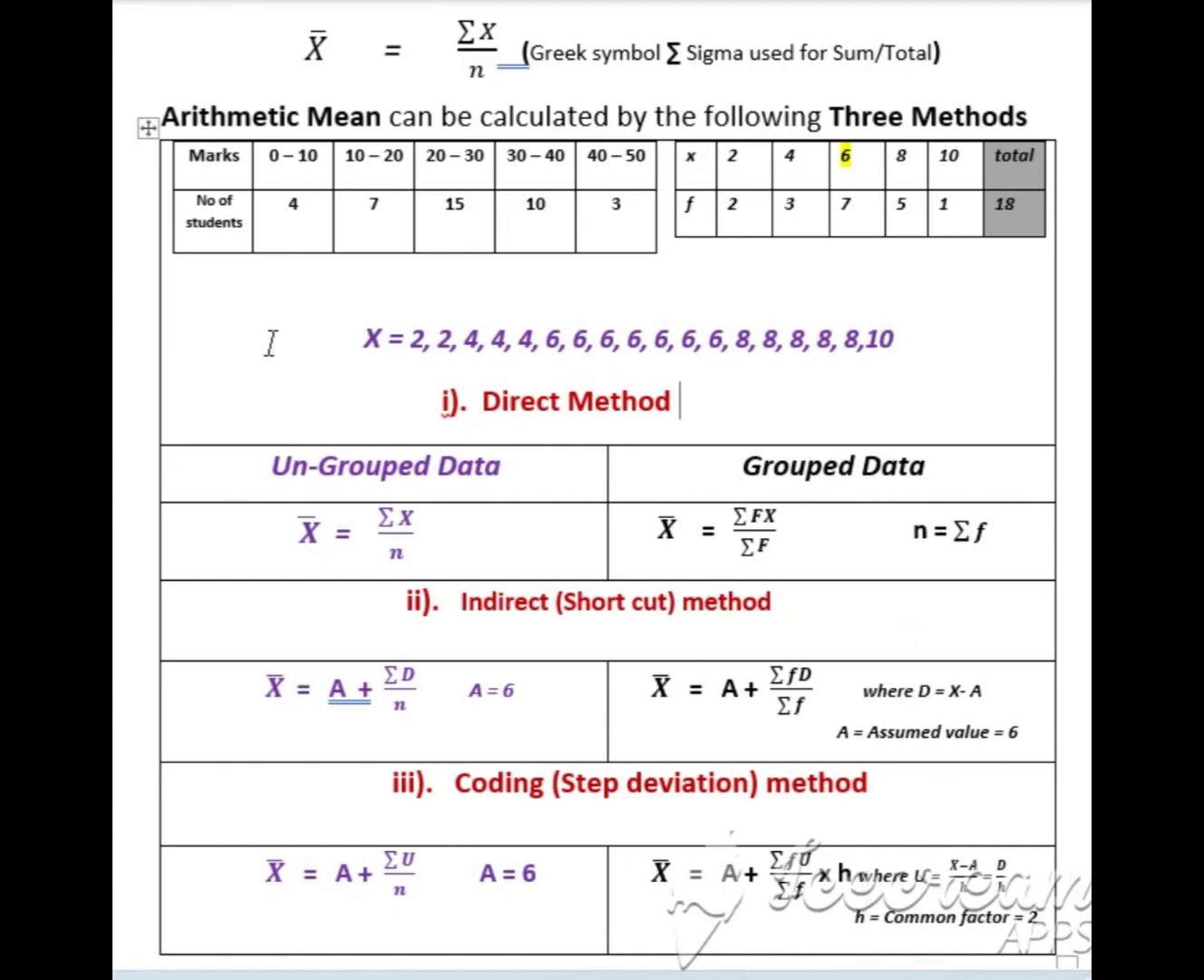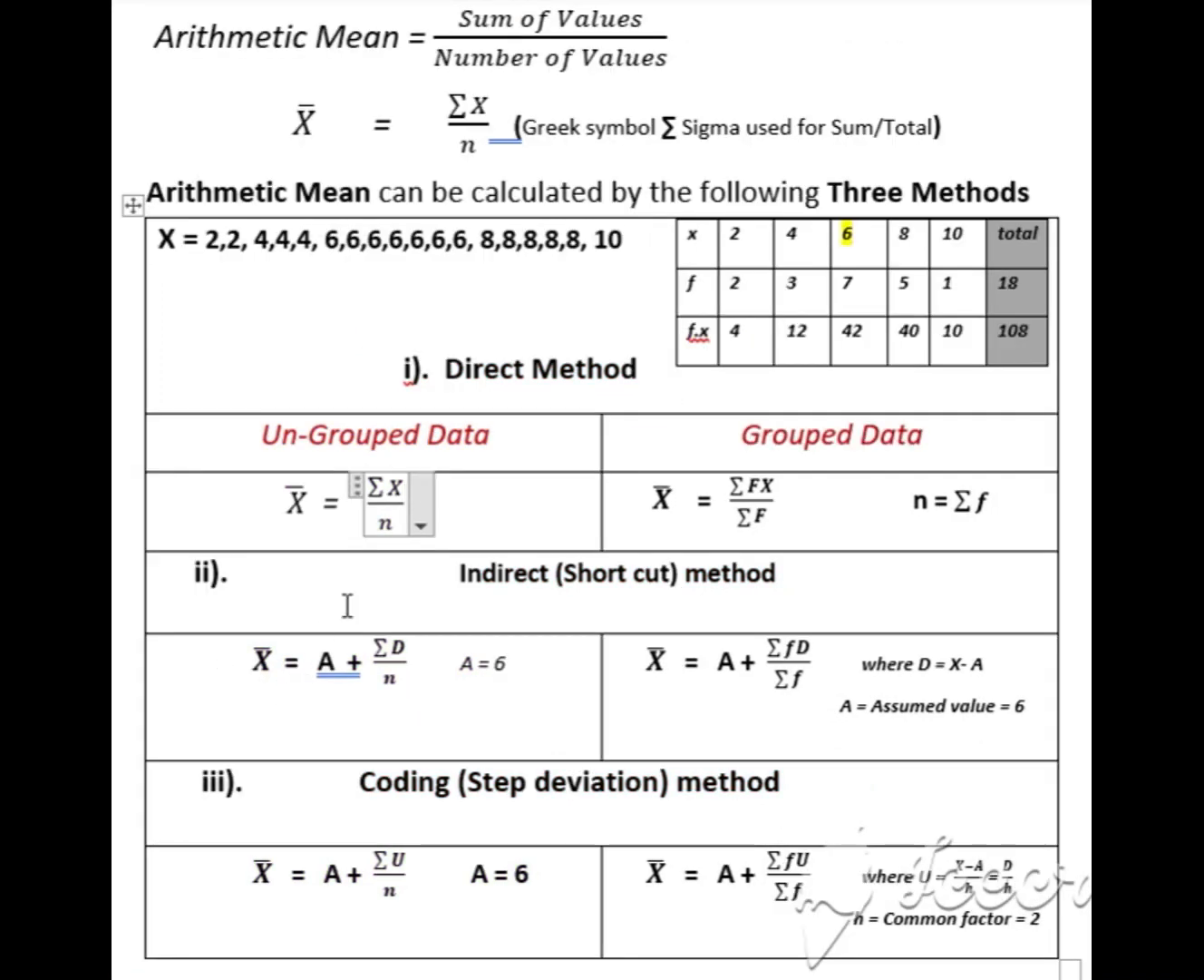So for calculation of any kind of arithmetic mean, for any kind of data or values, we can use these six formulas: three formulas for ungrouped data and three formulas for group data.